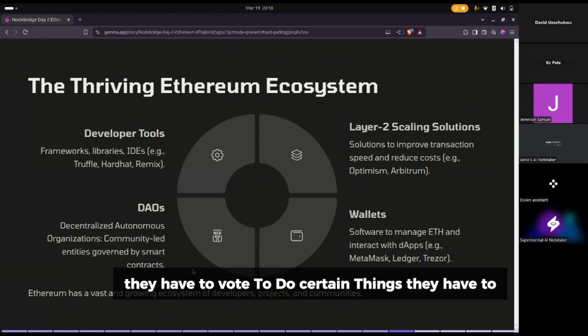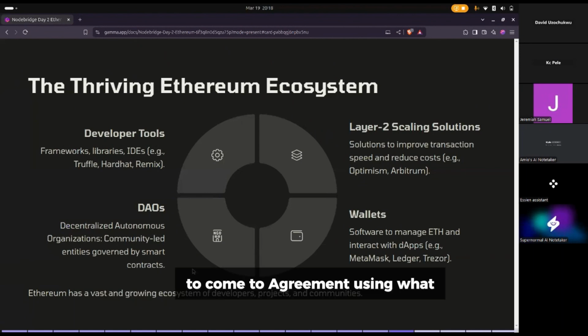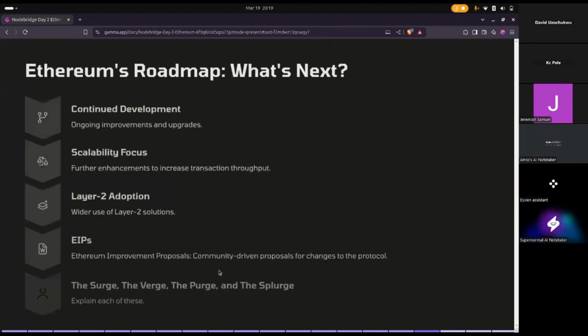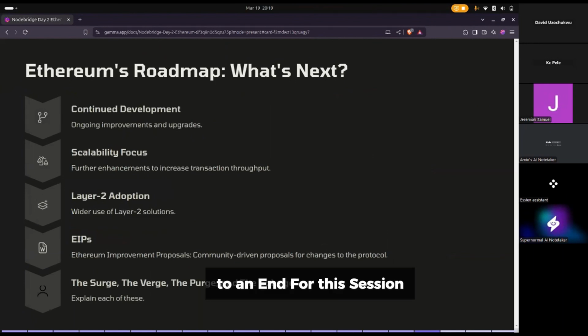They have to vote to do certain things. They have to sign transactions. They have to do so many things to come to agreement using a smart contract. So please, if you have any question, feel free to ask, as we're about coming to an end for this session.